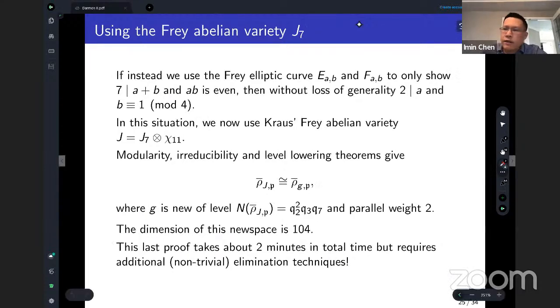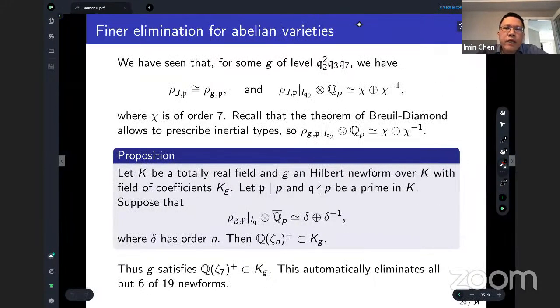And that also highlights an advantage of the Frey abelian variety. Now, certainly, computing with abelian varieties, Jacobians of hyperelliptic curves, is harder than with elliptic curves. But for the purposes of the modular method, that comes with some gains in other parts of the method. And so we call this finer elimination for Frey abelian varieties. We see that the mod P representation of J arises from a new form at this level, and the dimension is 104.